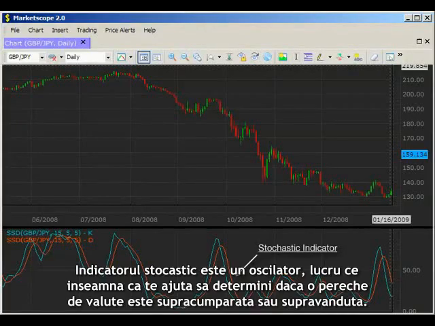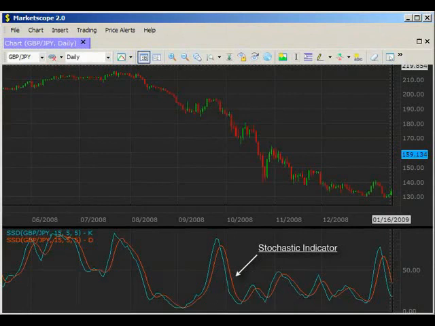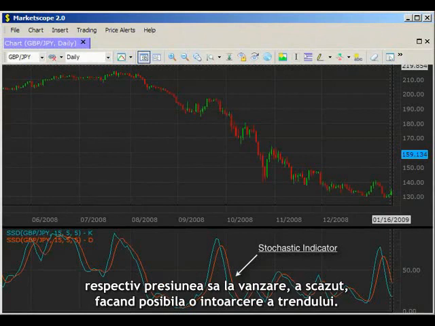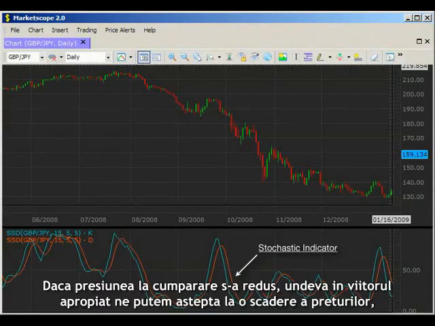Stochastics is an oscillator, which means it can help determine when a currency pair is overbought or oversold. To say that a currency pair is overbought or oversold, we simply mean that the buying or selling pressure has run out of steam, making a reversal in price direction more likely. If buying pressure has run out of steam, we can expect prices to fall sometime in the near future.